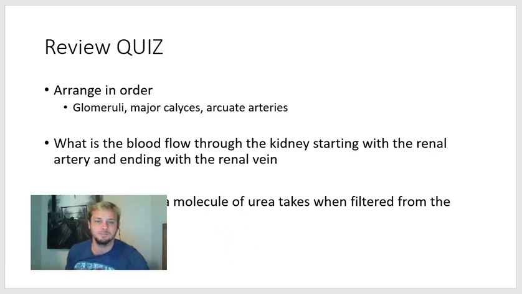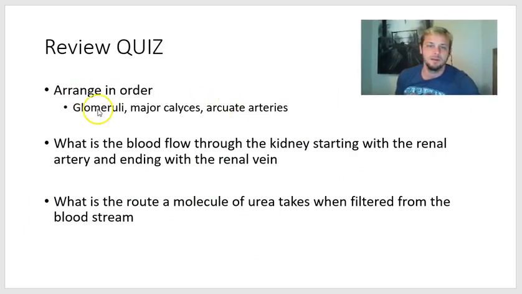Alright, so in order, which one's first? Glomerulus, major calyx, arcuate artery. It's going to go the artery to the glomerulus and then to the calyx. Make sure you know your blood flow through the kidney. I can promise you I'm going to ask at least a couple questions over this, okay? So, renal artery to segmental to interlobar, right? Arcuate, interlobular, no.